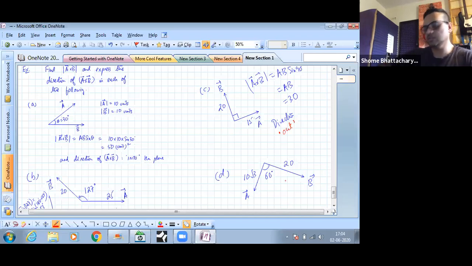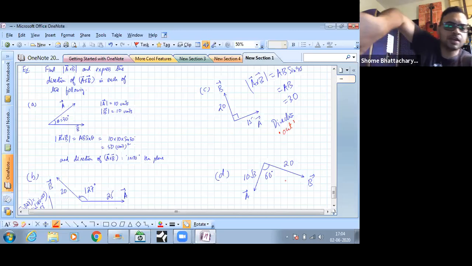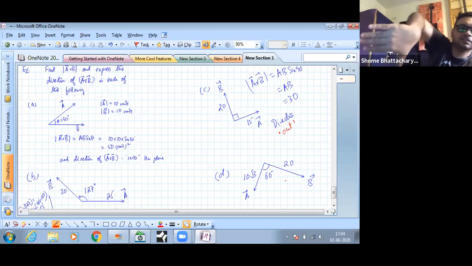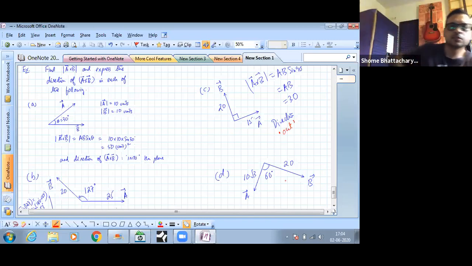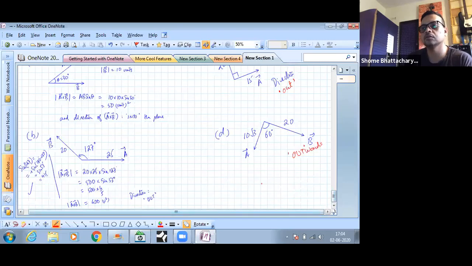Okay, now let's come to the third one. So here you can see, now third one is a little awkward. How you will place your palm, you'll have to twist your hand a little bit like this, like I'm doing in the screen, see. You have to twist your hand like this to understand how A cross B is lying. You have to twist it and keep it like that, A cross B. So, but still it will be out towards you. Okay, so it is outwards. And the magnitude will be 10 root 3 into 20 into sine 60.